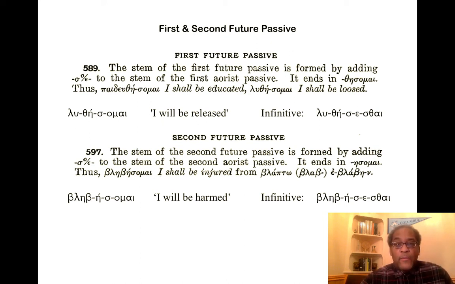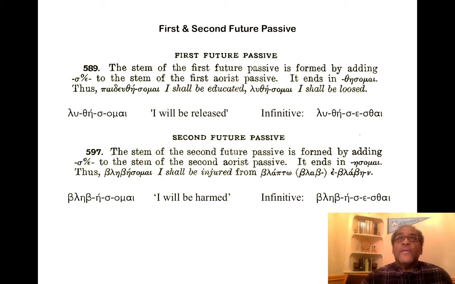So you end up with lu te sestai for your infinitive. And then regarding the second future passive, the stem of the second future passive is formed by adding sigma and the thematic vowel omicron epsilon to the stem of the second aorist passive. It ends thus in e somai. So you have blebe somai, I shall be injured, from blopto, eblaben. So blebe somai, I will be harmed, and the infinitive is blebe sestai.